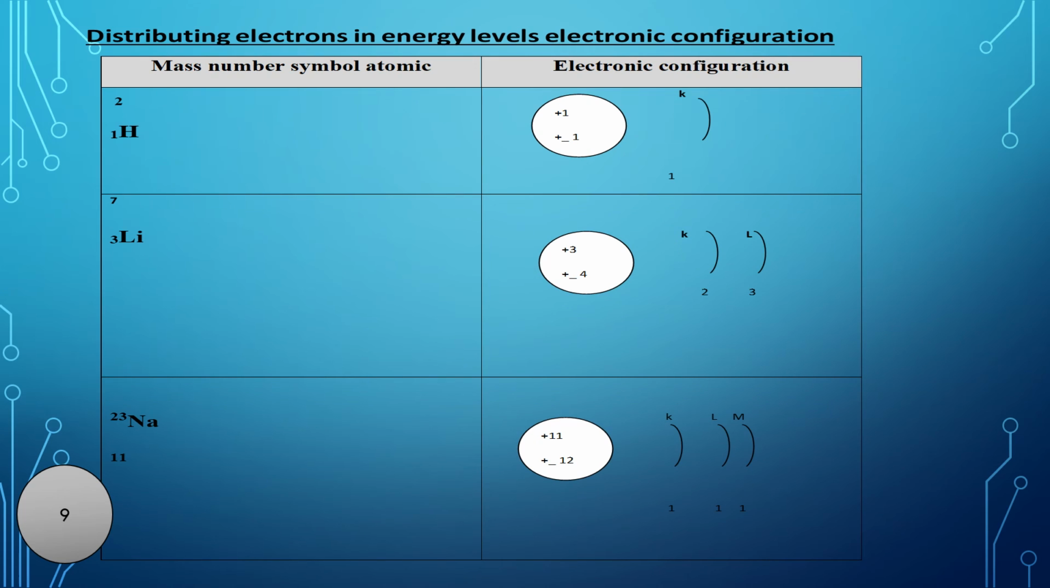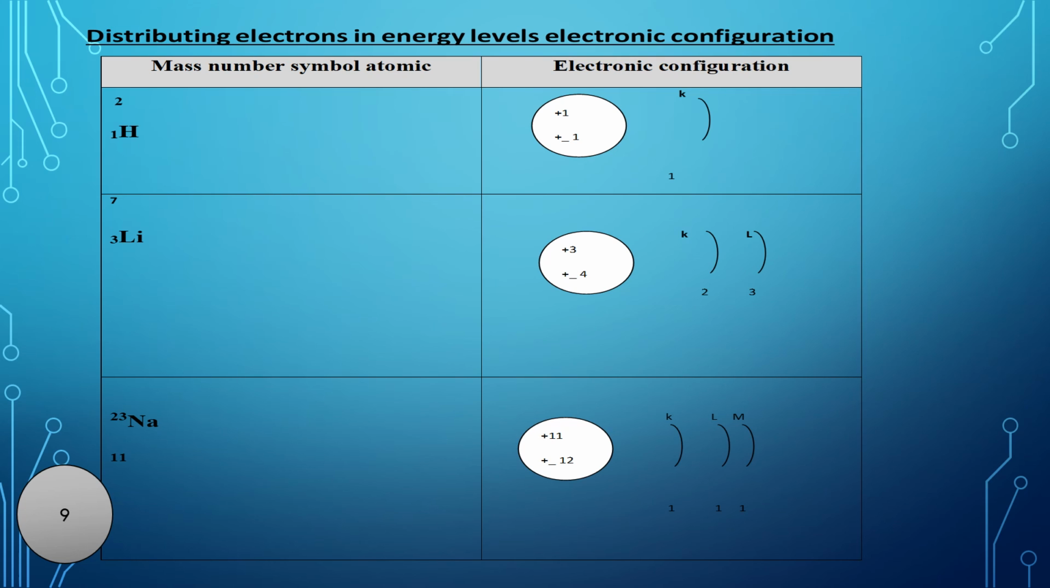Now how do we configure electrons in energy levels? First, we take the number of electrons, which is written below the symbol. The first energy level carries 2, and any other energy level carries 8. For example, hydrogen, H 1. Let's configure it. K carries 1. Lithium, 3. Let's configure it: 2, 1. K carries 2, L carries 1.